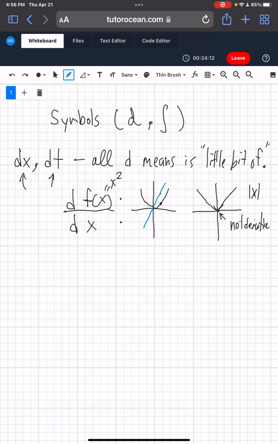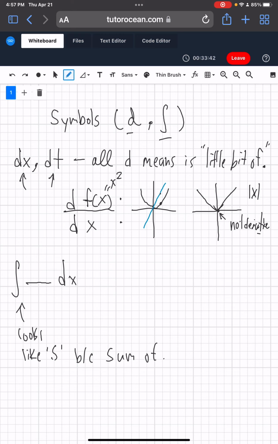But anyway, back to symbols, right? So we talked about d, now let's talk about this. Now the integral actually kind of looks like an s. And that's because it means sum of. All this means is sum of. So if you see sum of some function, and then it says dx, it means sum of this function with respect to all the little dx. And that's the integral.